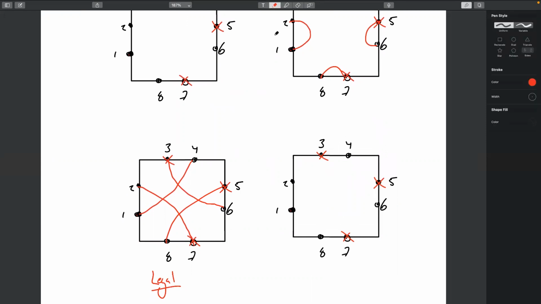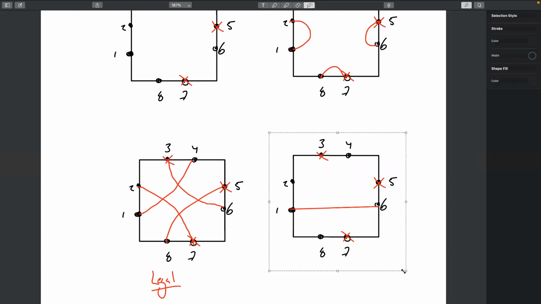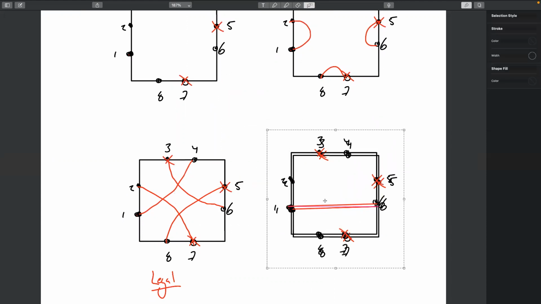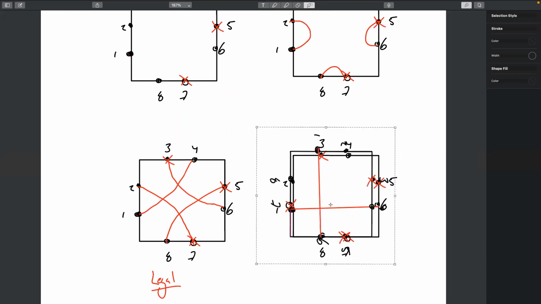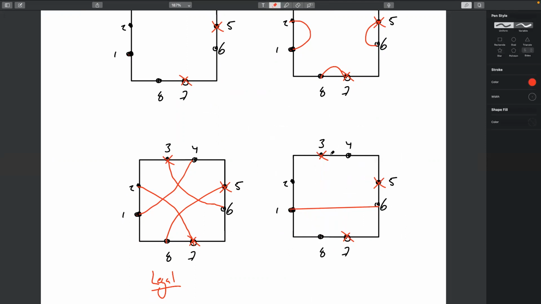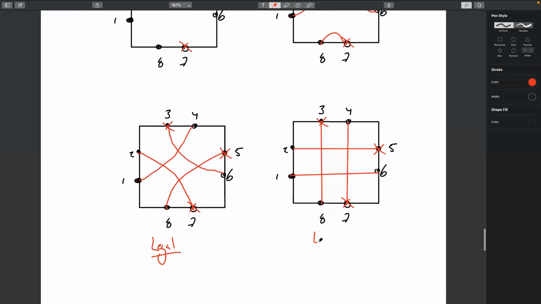1 goes to 6. Rotate 90, what goes to what? 3 goes to 8. Yeah, let's actually rotate this one again to see it happen. When I rotate it 90, 3 ends up going to 8. See? So 3 goes to 8. Rotate 90 again. 2 goes to 5. And 4 goes to 7. Legal.